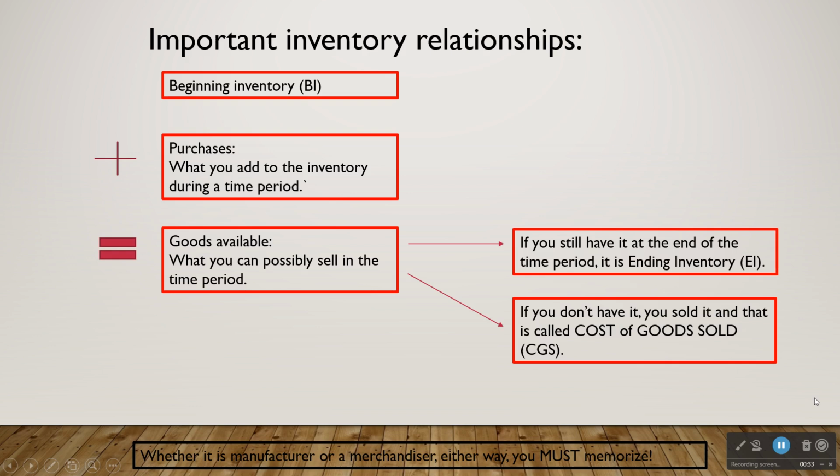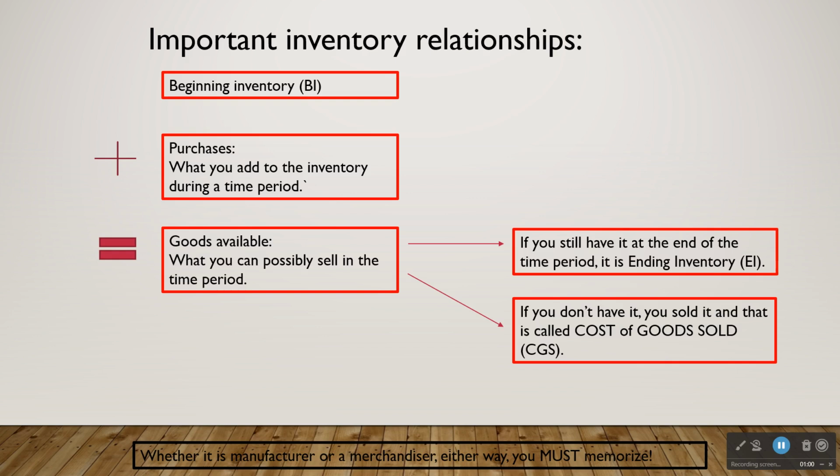There are some important inventory relationships that exist, and you really must memorize these. They come up multiple times in your classes, and that also will come up again when you take the CPA exam. Beginning inventory is what you start with. You add to that anything you have purchased during the time period. This includes the costs of, say, freight. This includes your purchases and purchases adjustments.